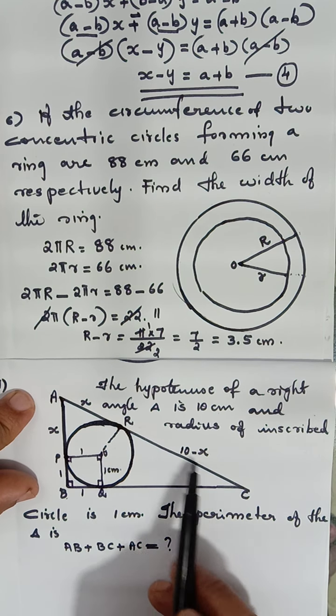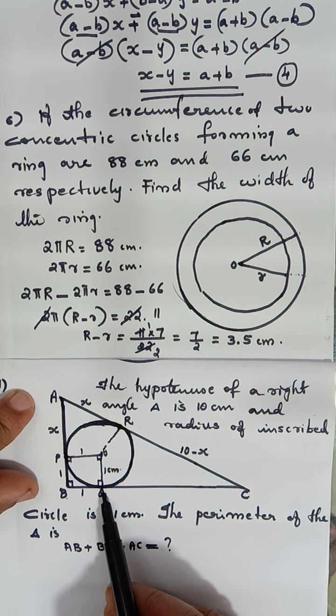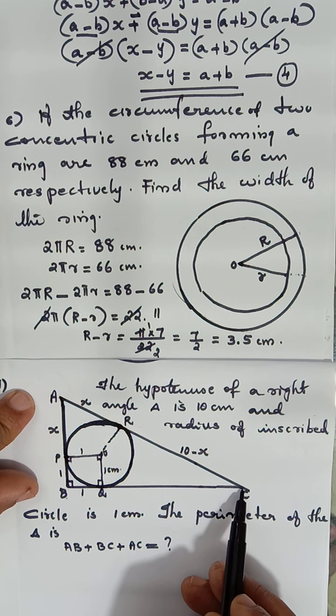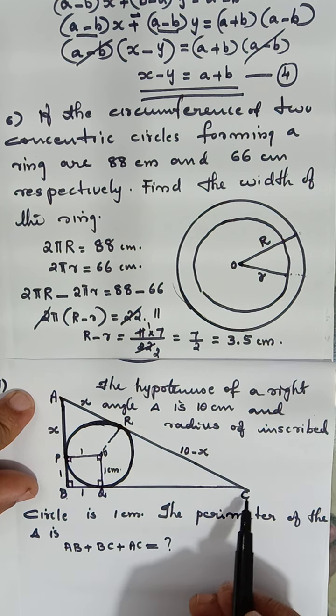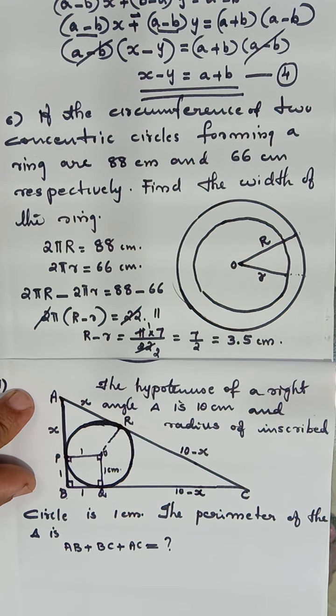CR is a tangent, CQ is another tangent from the external point C. Therefore, CR is equal to CQ. The lengths of the tangents drawn from an external point to the circle are equal. If CR is equal to CQ, we can write 10 minus X here. For this question, just marking all these will be enough. Then from this question, we have to find the perimeter.